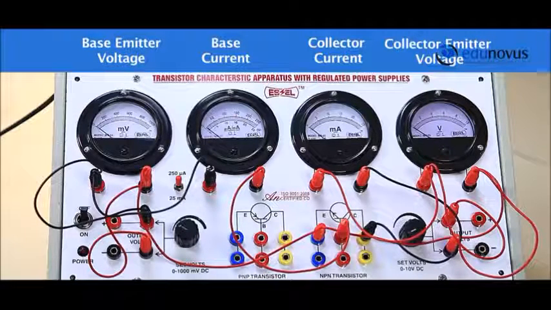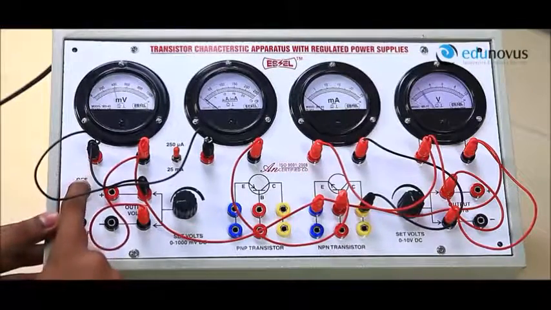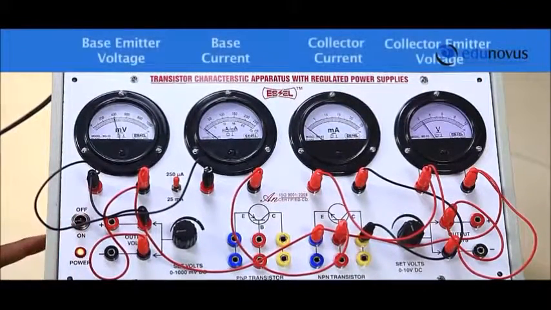To plot this graph, we need the values of base current for different values of base emitter voltages for a particular value of collector emitter voltage. So we will first set the collector emitter voltage to 0 volts. Let's switch on the power supply and let's set the base emitter voltage and collector emitter voltage to 0.